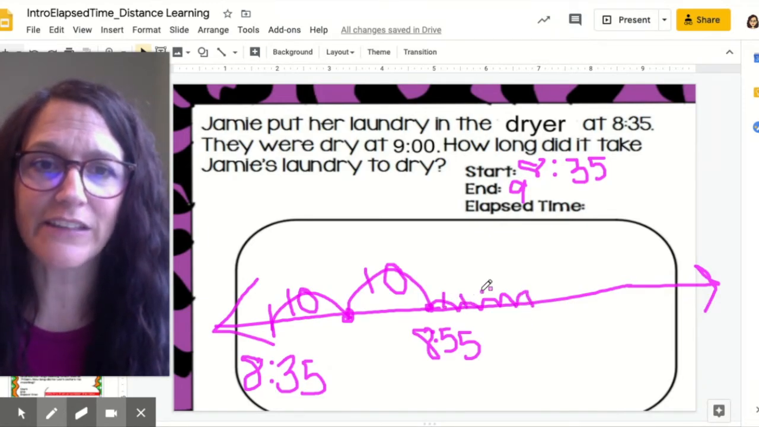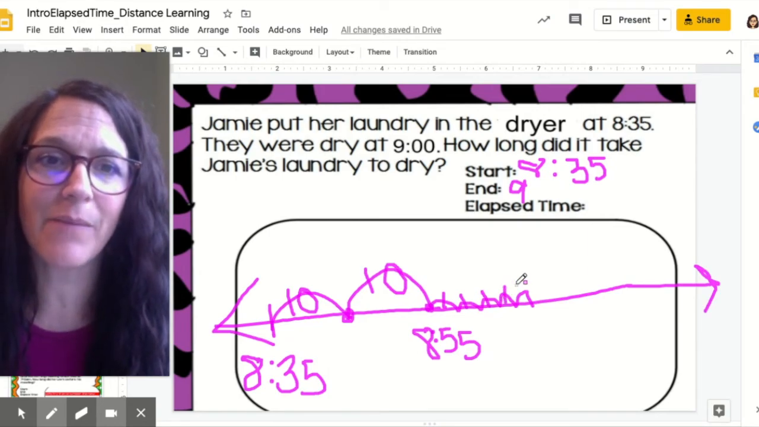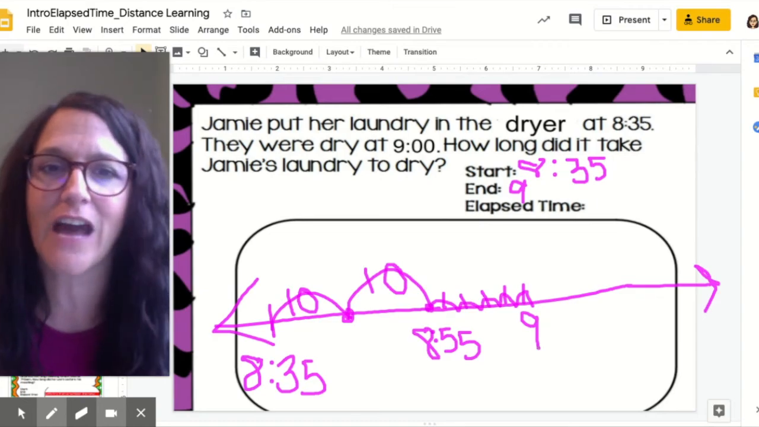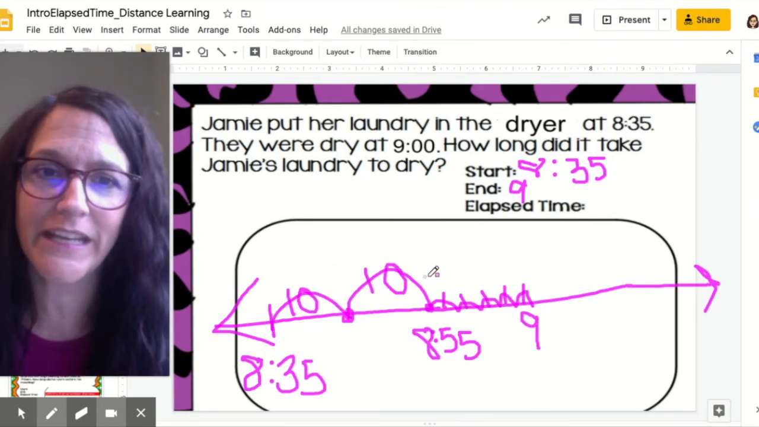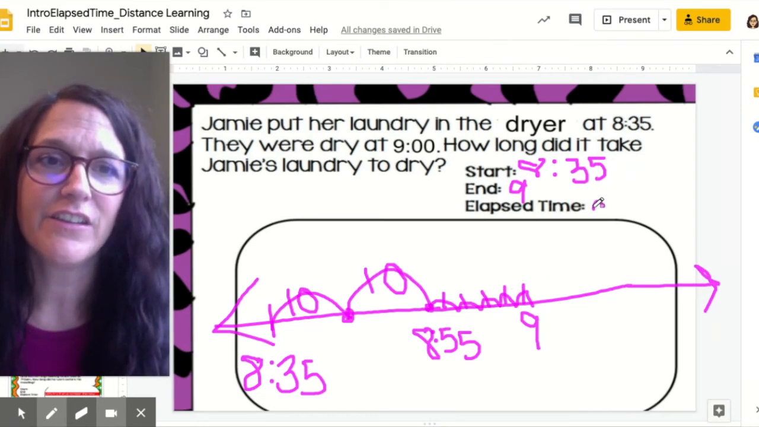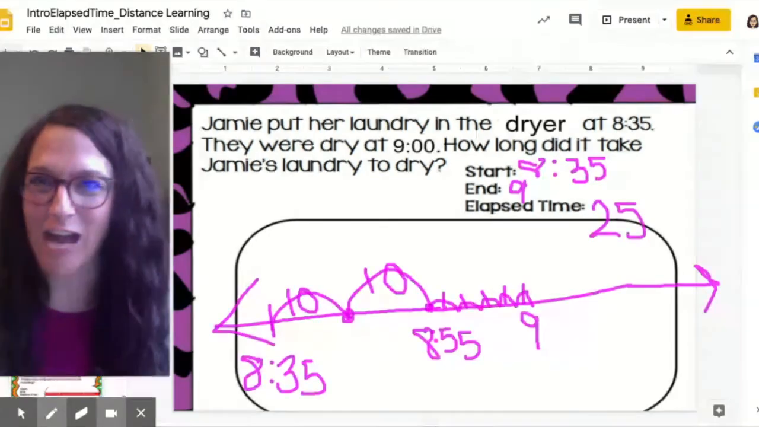So when I look at my jumps and count my jumps, I can find out how much time passed between 8:35 and 9. 10, 20, 21, 22, 23, 24, 25. So it took Jamie's laundry 25 minutes to dry.